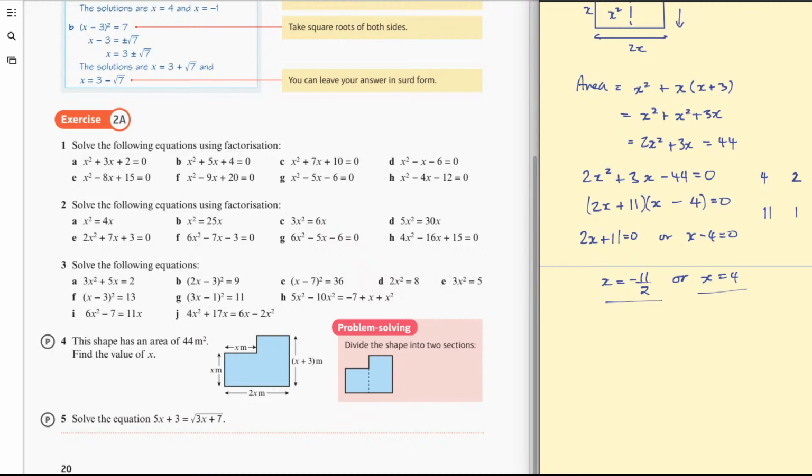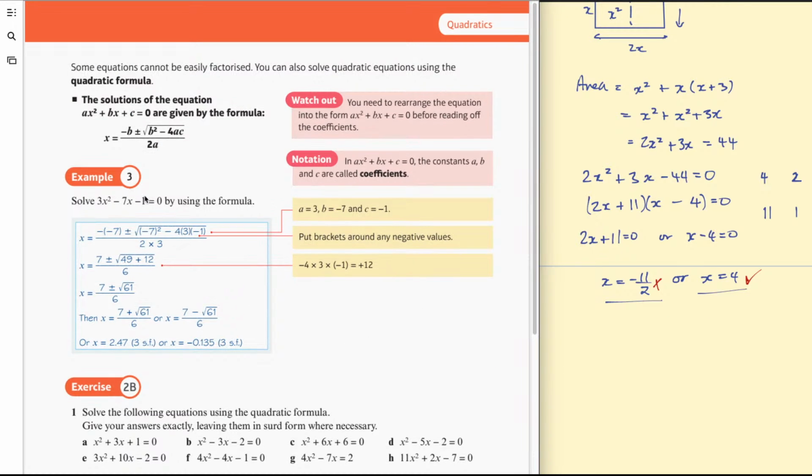So that would actually lose me a mark in the exam. If this was, say, a 2-mark question, I've lost that mark because I've given a negative as an answer, when in fact we can only have a positive here. So this is wrong, this one's correct. What I've done is I've forgotten to go back to the question and read it carefully and realize that a length cannot be negative. Okay. So the final answer there was x equal to 4.